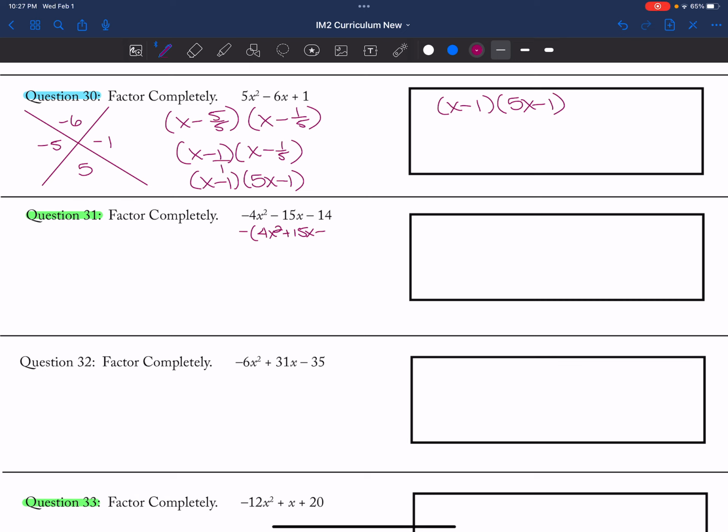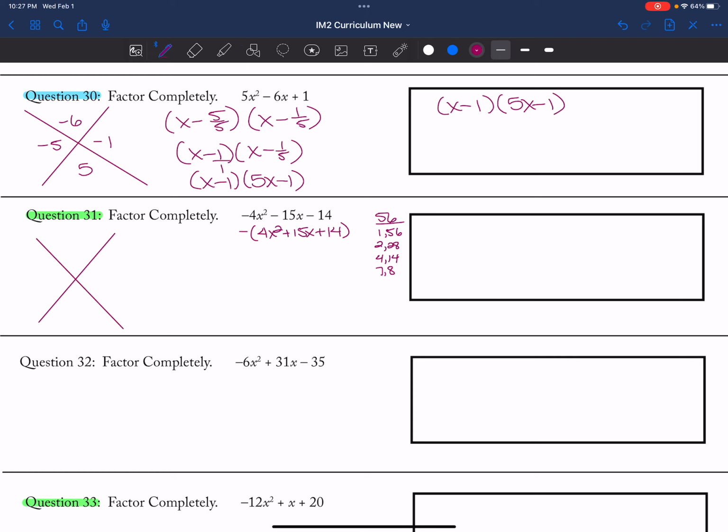Plus 15x plus 14. Okay, so I need to multiply. That gives me 56. Yeah, 56. Okay, don't want to use a highlighter. Okay, so 56. So 1 and 56. 2 and 28. 4 and 14. 5, 6, 7, and 8.